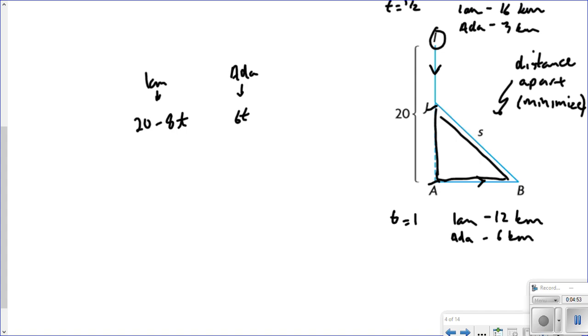Now these happen to be parts of my triangle. So this is 20 minus 8t, and this distance down here is 6t. Now, if I put this into a formula, I'm going to notice the sides of my triangle I can represent as a function. So use the Pythagorean theorem. This would be the hypotenuse squared, that's s of t squared, and I'm going to take 20 minus 8t squared plus 6t.